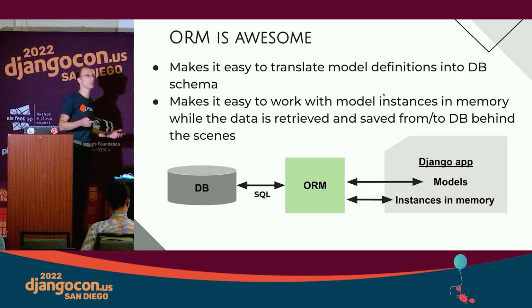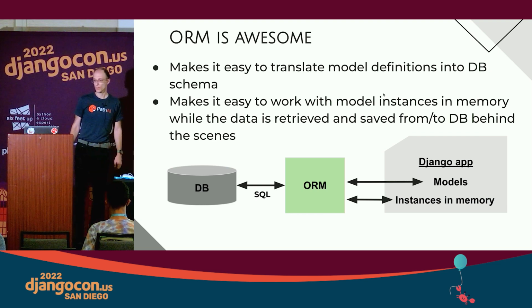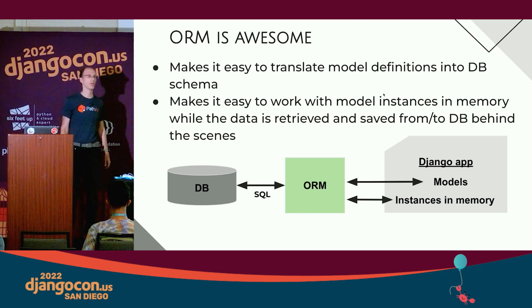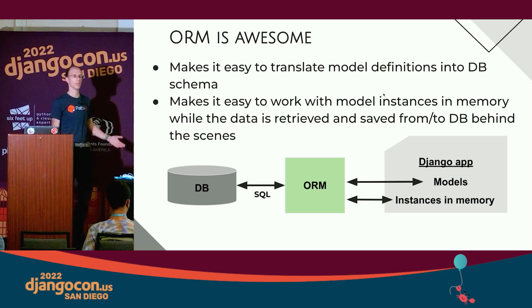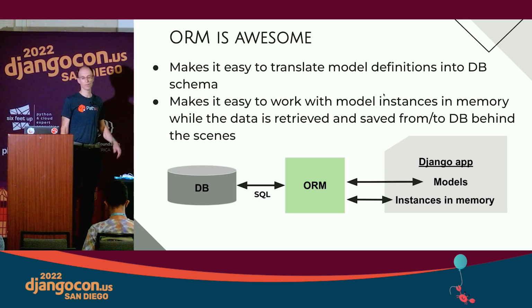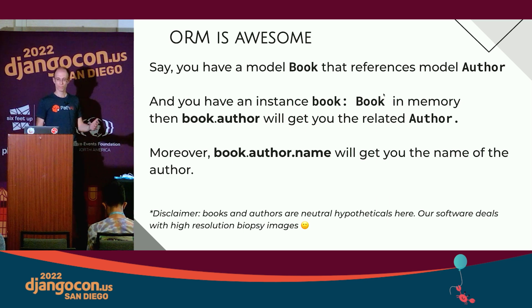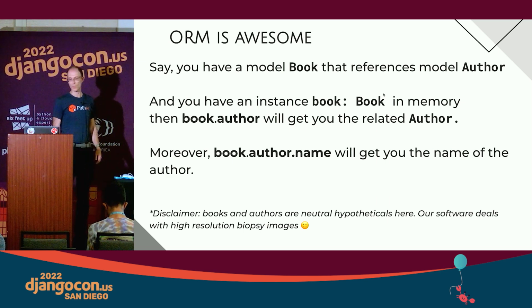So most of you probably know ORM. Object relational mapping is awesome. Django ORM in particular. Once you have your models defined, you get your database schema out of it. And then in runtime, it helps you get the data out of the database, save it back when you make changes. Amazing, right?